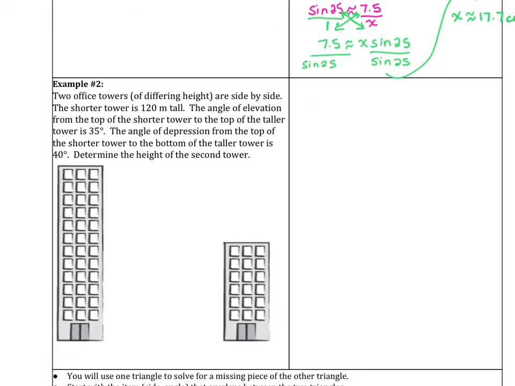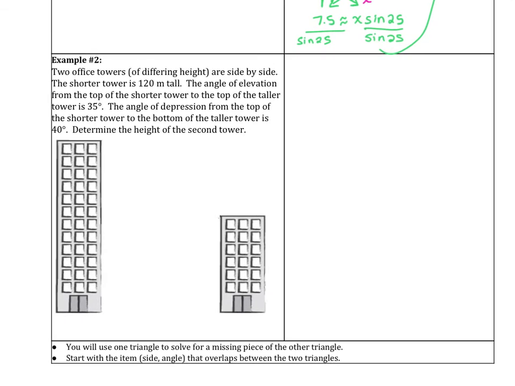Now let's take a look at this word problem. So it says, 2 office towers of differing height are side by side. The shorter tower is 120 meters tall. So we can enter that in. And the angle of elevation from the top of the shorter tower, which is here, to the top of the taller tower, which is here, is 35.